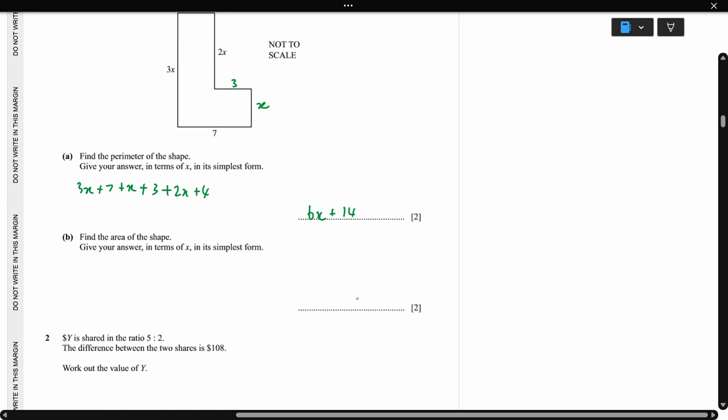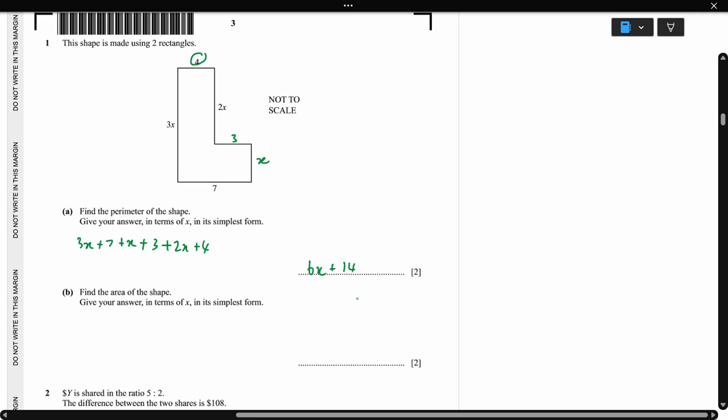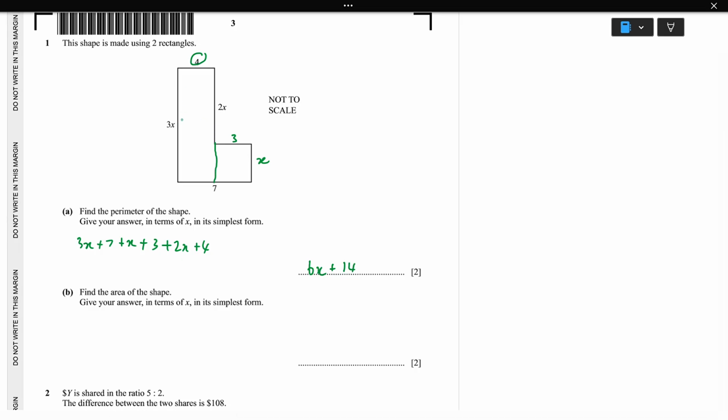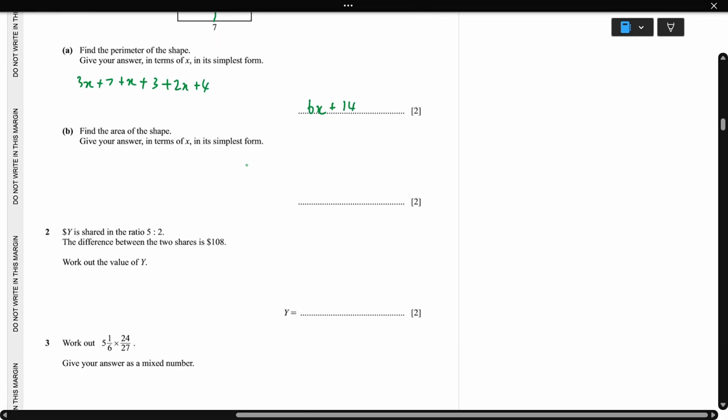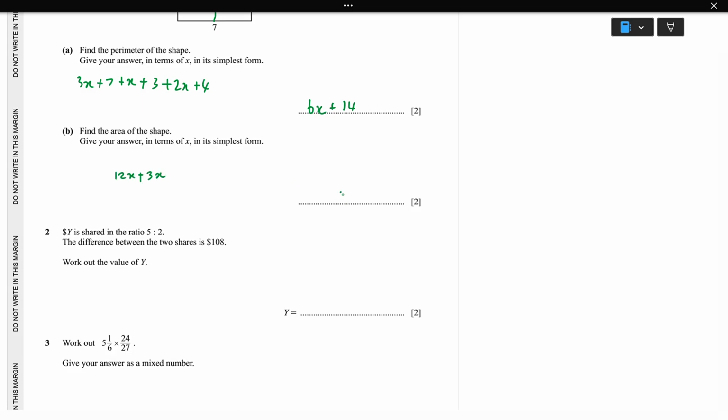Next question, find the area of the shape. For the area, we divide it into two rectangles. Here the area is 4 times 3x, length into breadth, which is 12x. Here the area is 3 times x, which is 3x. So 12x plus 3x is going to be 15x.